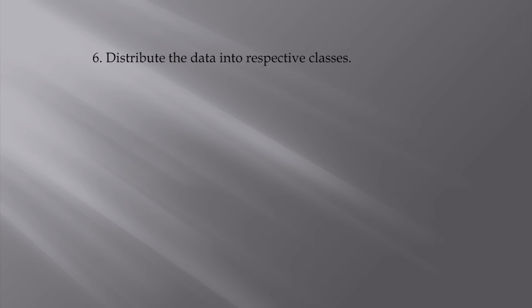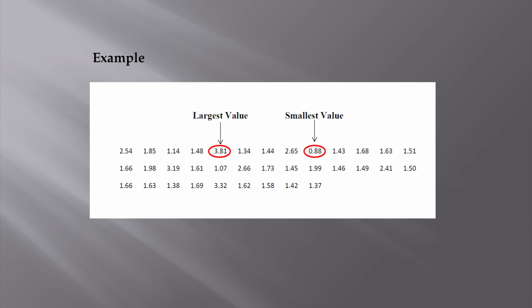To understand this procedure, let's do one example. Here you are given a data set in which each data point contains two decimal points. Therefore, here the unit value is 0.01. And I have specified the smallest value and the largest value of the data set. That is because we need those two values to find the range of the data set. That is the first step of this procedure.